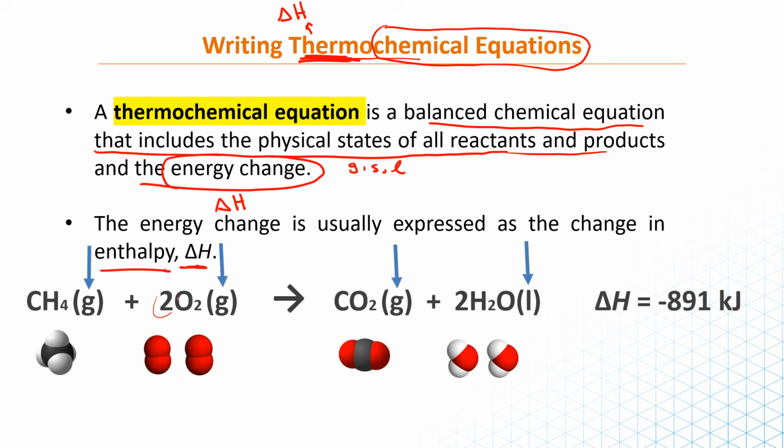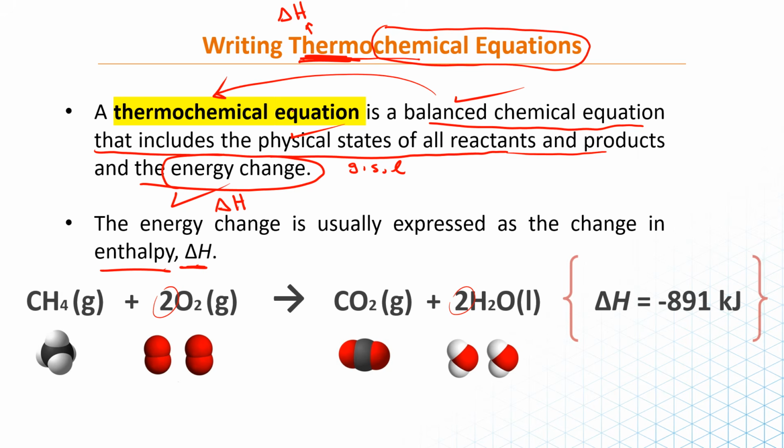This is a balanced chemical equation. Look, we have the numbers. So the number of atoms on the left is equal to the right. We have the gas states, right? We have the balanced reactants and products, and we also have the delta H. So a balanced chemical equation that includes physical states and energy change, all of these will make a thermochemical equation.